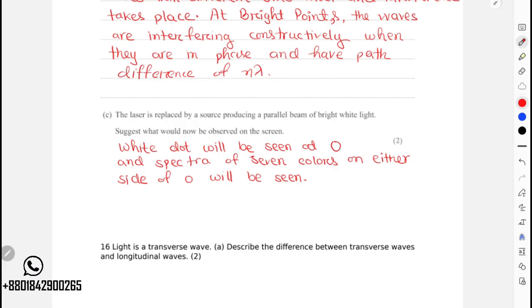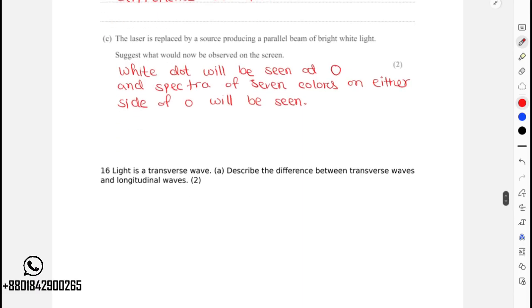We just need to suggest, not explain. So I think writing this much is enough. If the question was about explaining, then I would have written that extra part, that during diffraction, all the lights travel at their own individual speeds. That's why the dispersion will occur, right? But since they're not asking for an explanation, let's not write explanations over here.